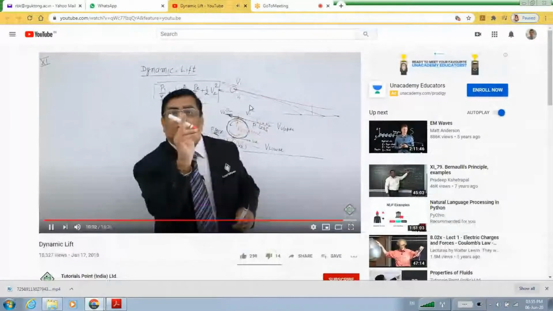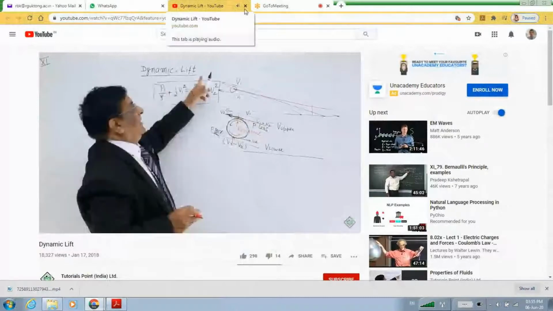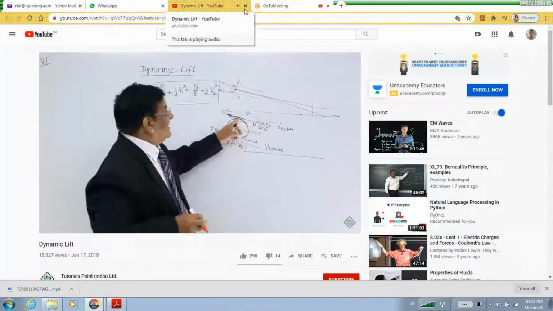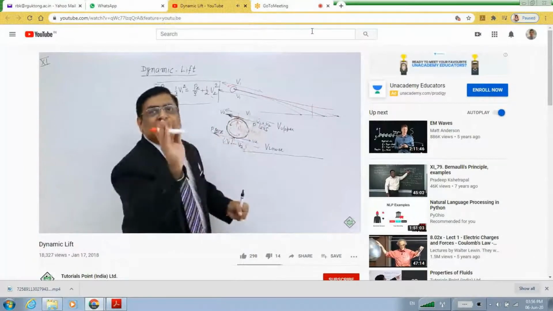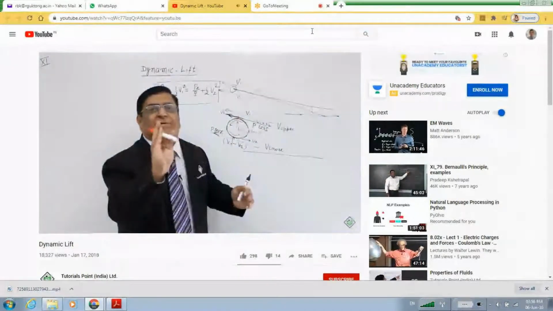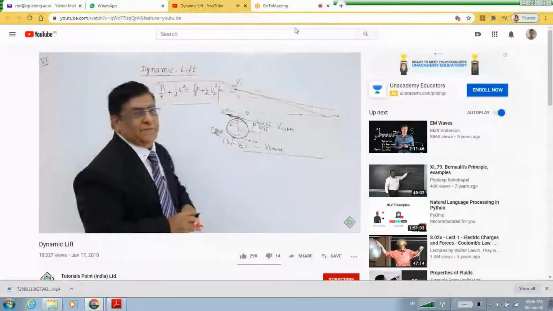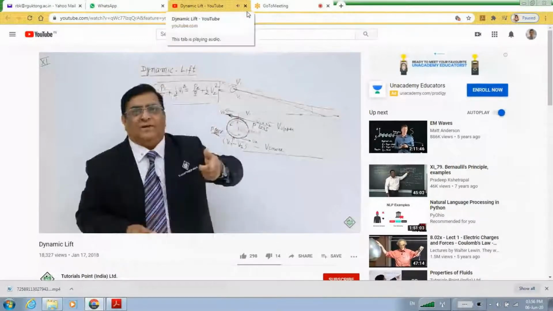So all these are effects of dynamic lift. And here, the velocity increases on one side, the pressure becomes less. So from the other side, it gets a push. It gets a push and it bends in the air. So this is dynamic lift. The same thing we observe in aeroplane, and that we will see in the next lecture.